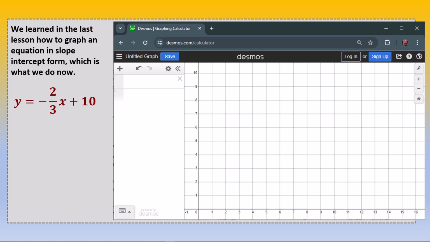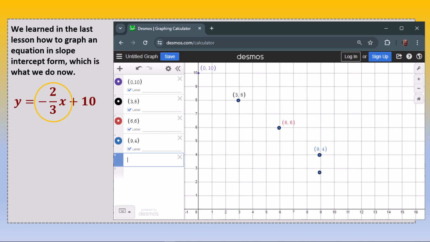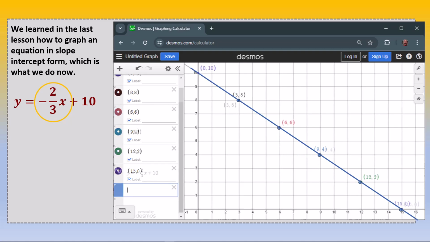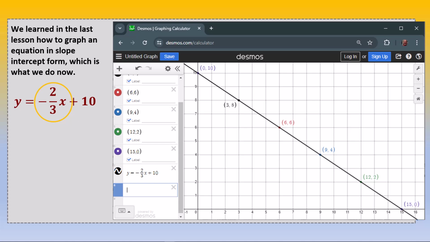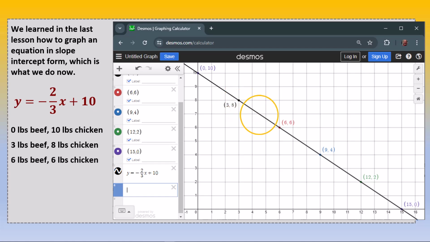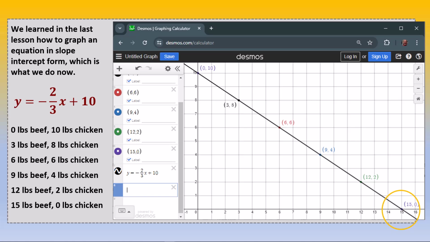We learned in the last lesson how to graph an equation in slope-intercept form, which is what we do now. We locate the 10, the y-intercept, on the y-axis, and then start working the slope down 2 and over 3, getting a new point each time. All these points represent x-y combinations that indicate the number of pounds of beef and chicken you could purchase for the cookout. You could have 0 pounds of beef and 10 pounds of chicken, or 3 of beef and 8 of chicken, 6 and 6, 9 and 4, 12 and 2, or you can buy all beef and no chicken at all.